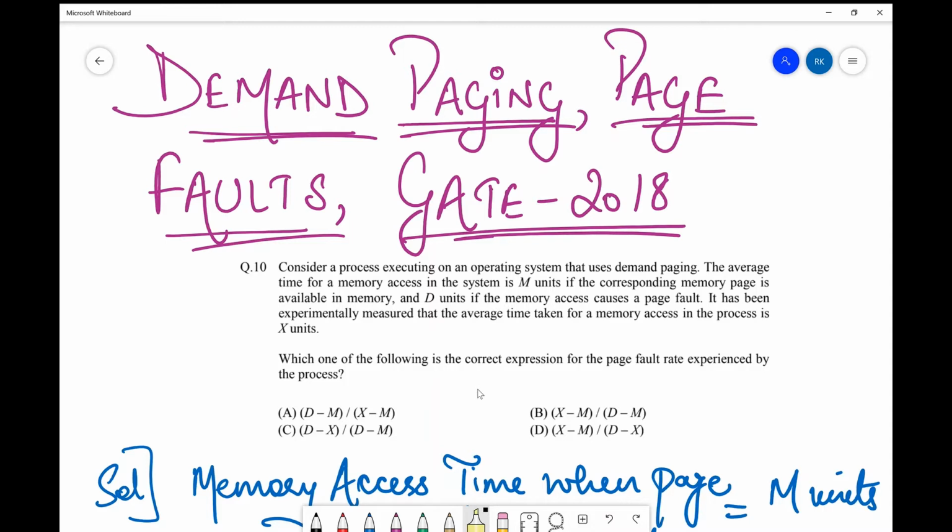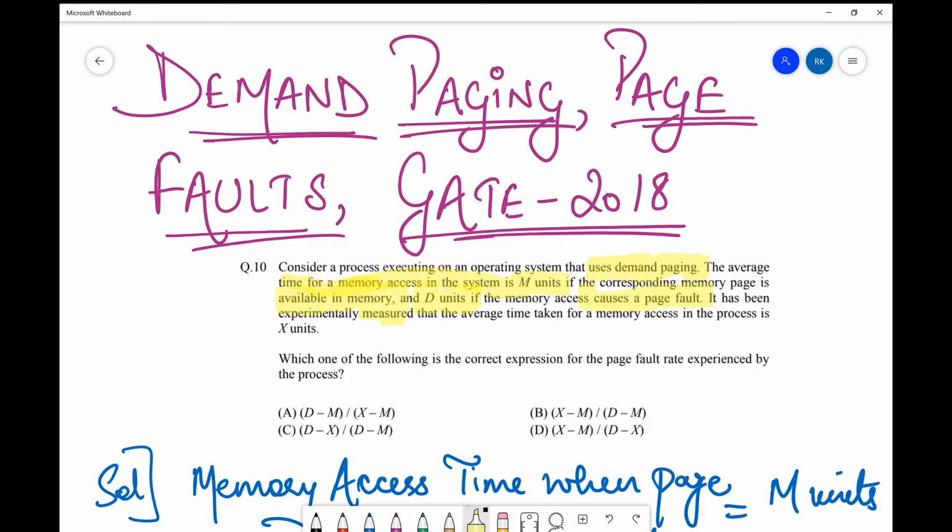This is a GATE 2018 question. You can find the details in the GATE 2018 paper from the respective IIT website. So here we have: consider a process executing on an operating system that uses demand paging. The average time for the memory access is M units if the corresponding memory page is available in memory. So when the page is there in the memory, it takes M units, and D units if the memory access causes a page fault.